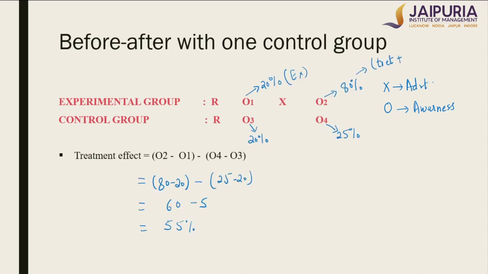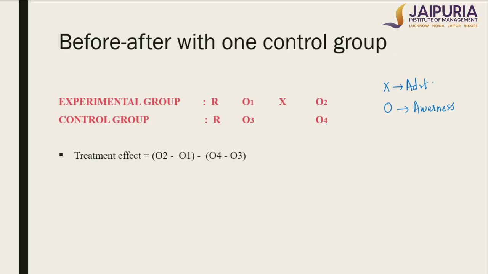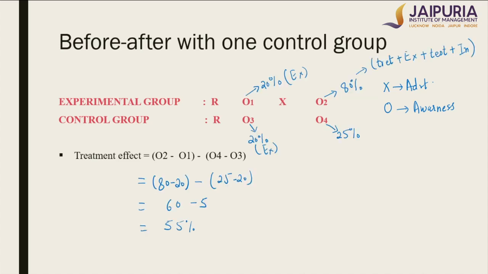It is affected by the internal characteristic of the group, that is extraneous variable. It may be affected by the testing effect, and it may be due to the instrument effect. Here whatever 20% we are getting, it is only due to the extraneous variable or internal characteristic of the control group, and 25% is due to extraneous variable, due to testing effect, due to instrument effect. It may be that 80% and 25% are also due to some history effect or maturation effect.